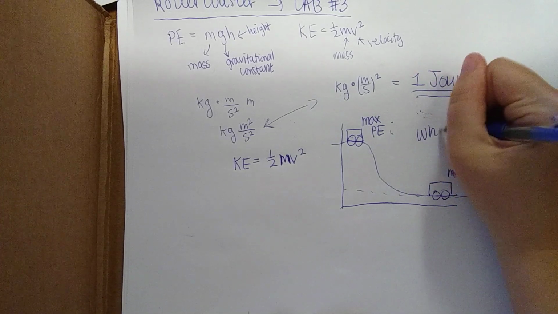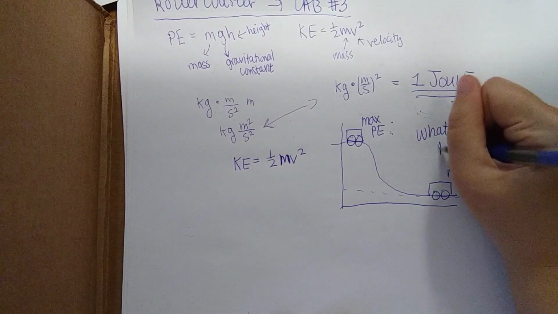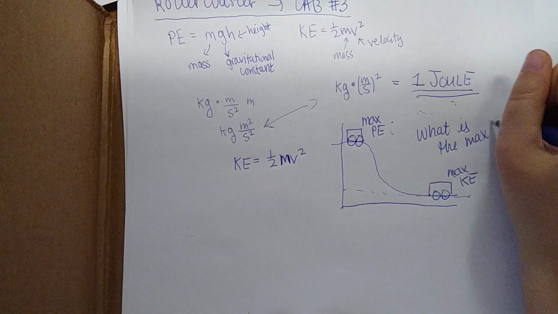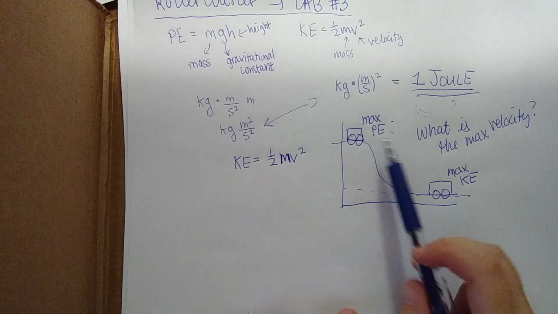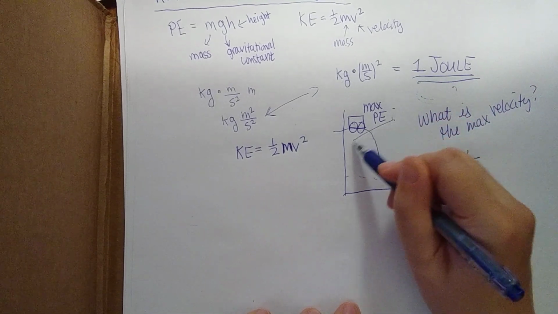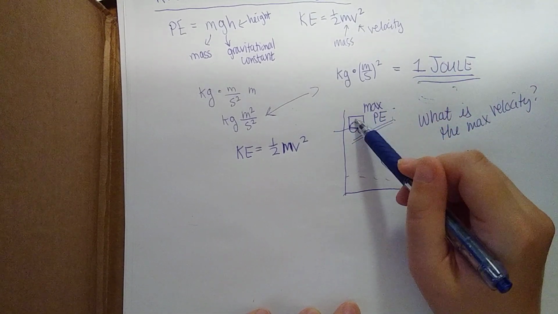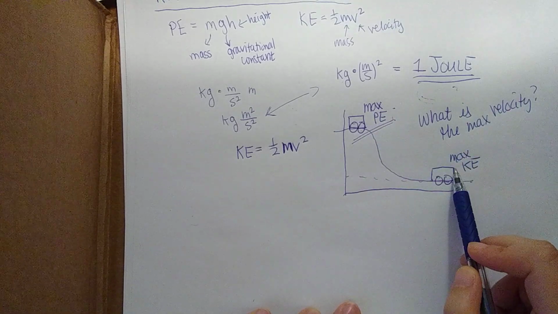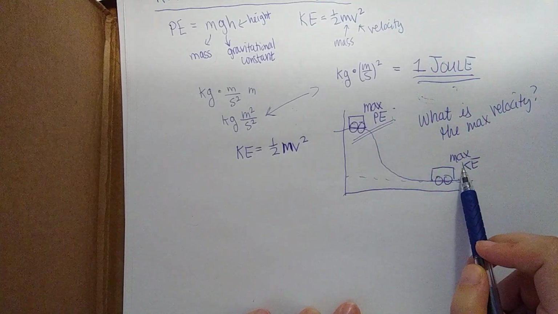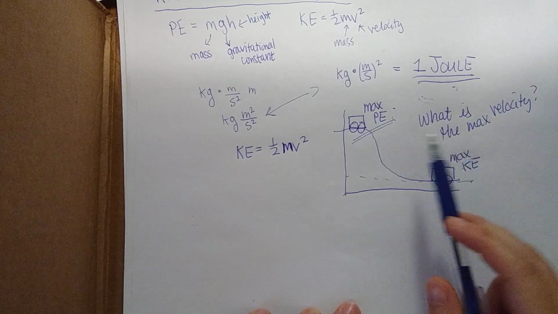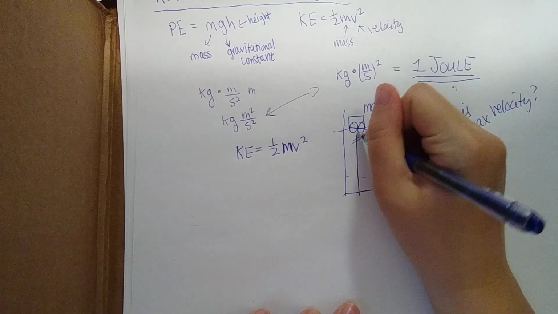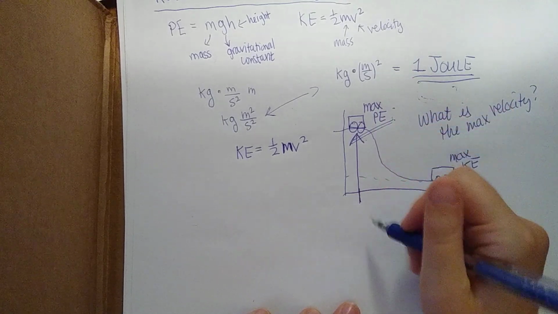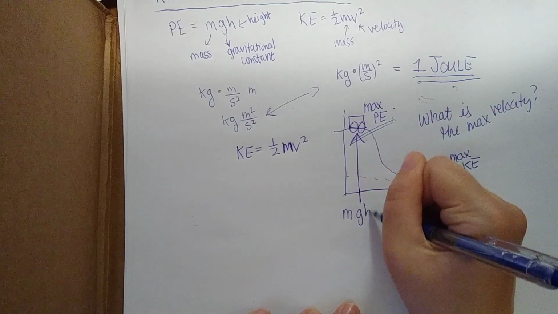So what is the max velocity? So that's what we need to figure out. If you know the energy at the top of the hill, and you know all of this energy becomes kinetic energy, you should be able to back out what the maximum velocity is given the height of a roller coaster. So to calculate the potential energy here, once again, it's mgh.